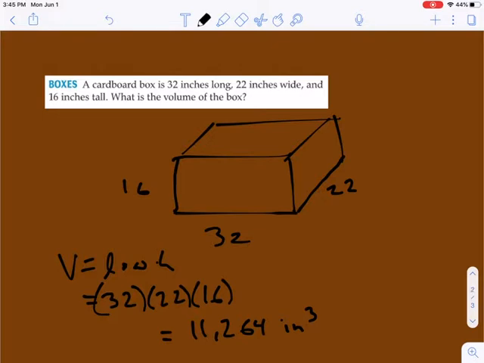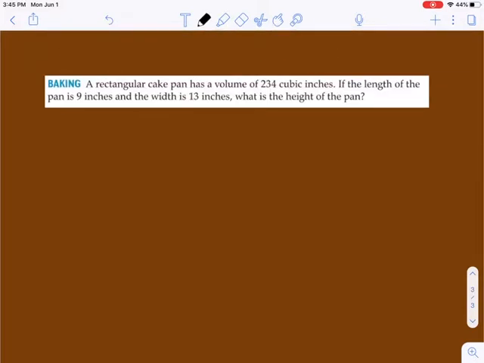All right, next, a rectangular cake pan has a volume of 234 cubic inches. If the length of the pan is 9 inches and the width is 13 inches, what is the height of the pan? So this is a really interesting problem because we know our volume formula, right?